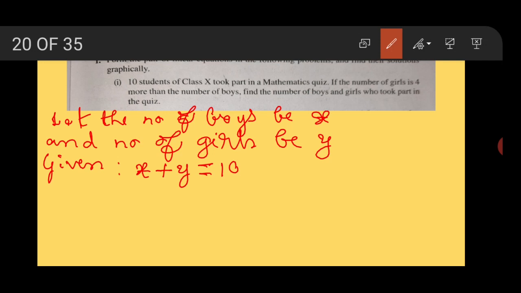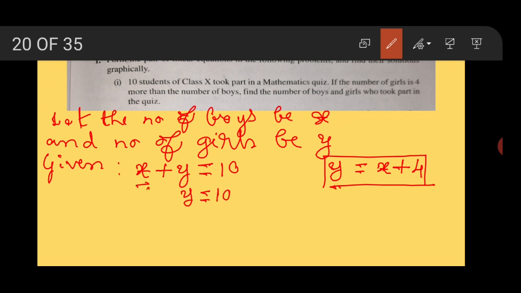Then next, what is the number of girls? It is y. If the number of girls is 4 more than boys, boys is equal to x. The number of girls is equal to 4 more than the number of boys. So these two are the equations. Here we have to write it in y form. y is equal to 10, carry x to the right hand side, it becomes minus x. So these two are the equations.